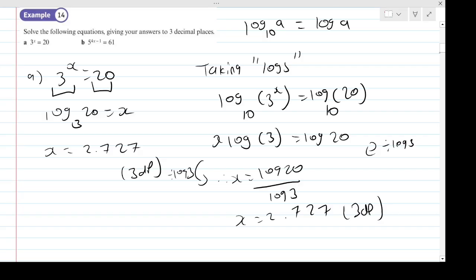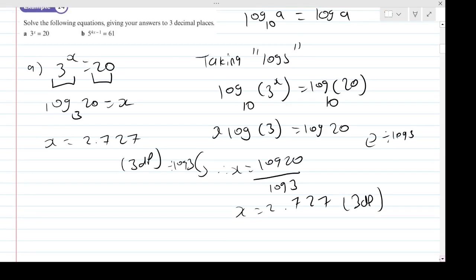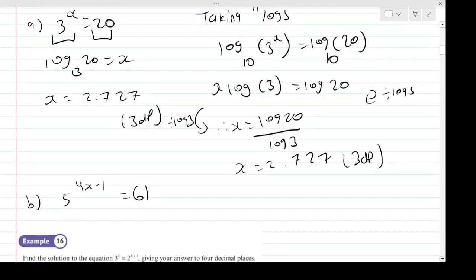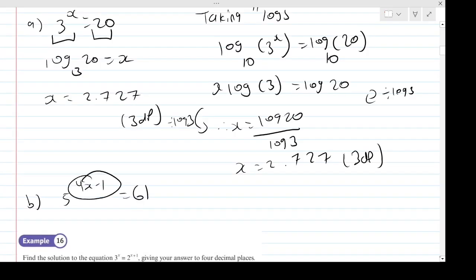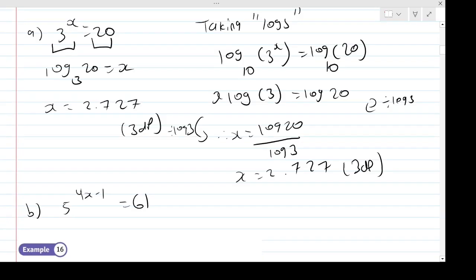Okay, now we need to solve part B. And so part B, we have 5 to the power of 4x minus 1 equals 61. And you'll see now it's a bit more complicated because it's not just x. We have 4x minus 1. So the power is a bit more complicated. We need to solve for x. So what we can do is take logs both sides. So that means log of 5 to the power of 4x minus 1 is going to be log of 61.